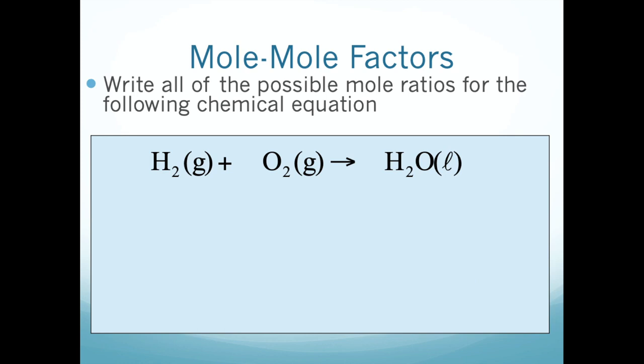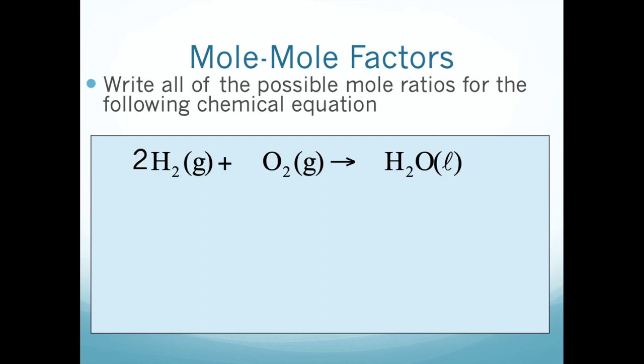So, why don't we practice that? Here's an unbalanced equation for the combustion of hydrogen to make water. Okay, or you could consider this the combination reaction that makes water. And so go ahead and balance this out, and then write out all the possible molar ratios for each of your chemicals involved in this chemical equation.